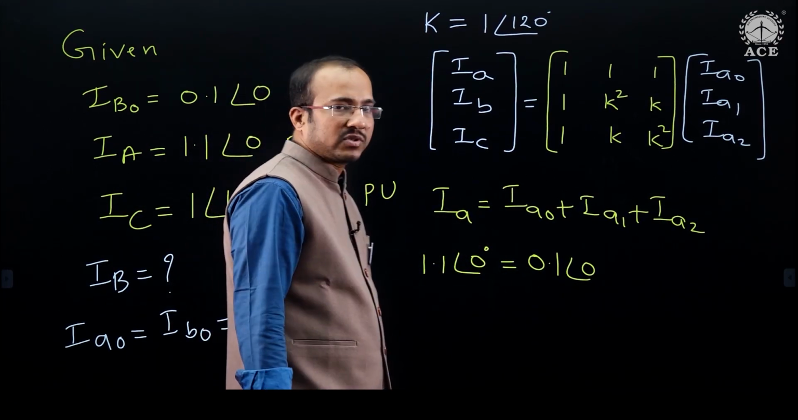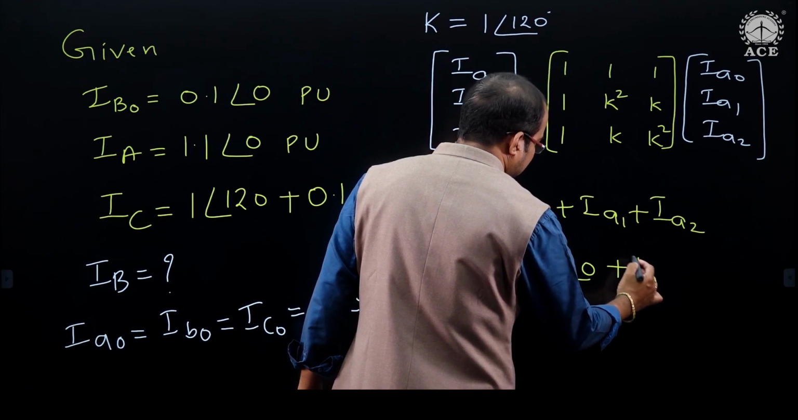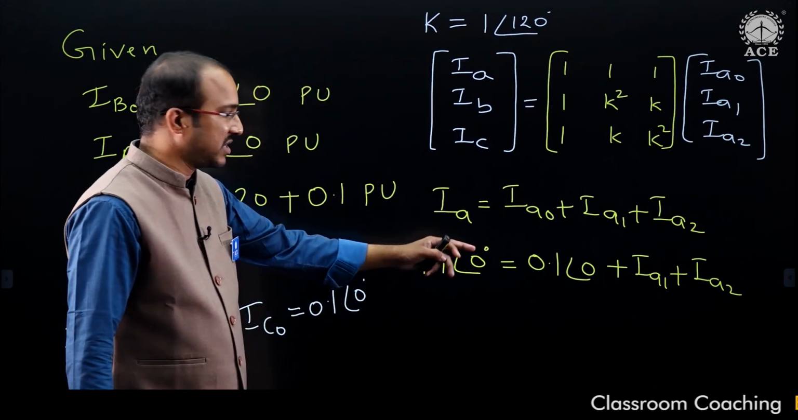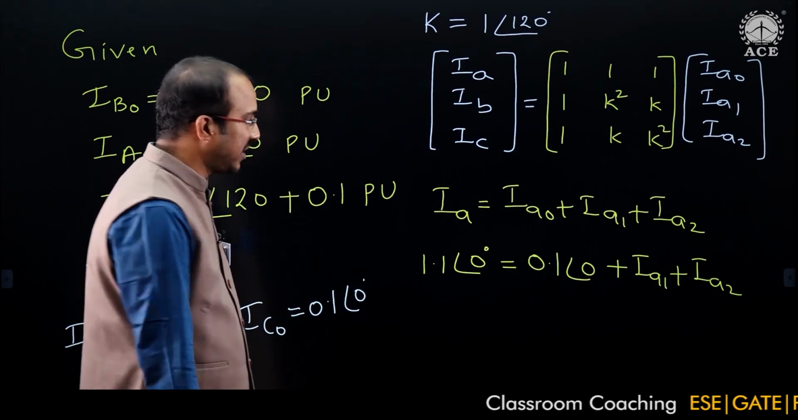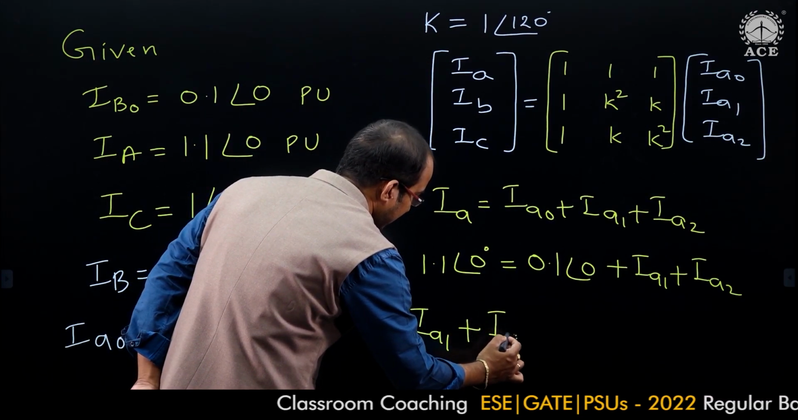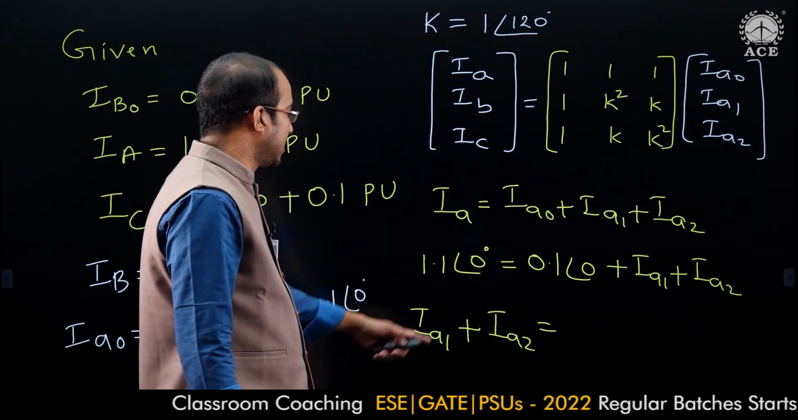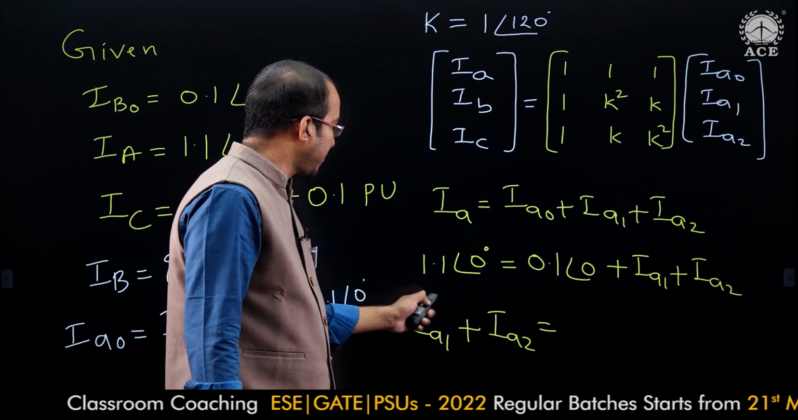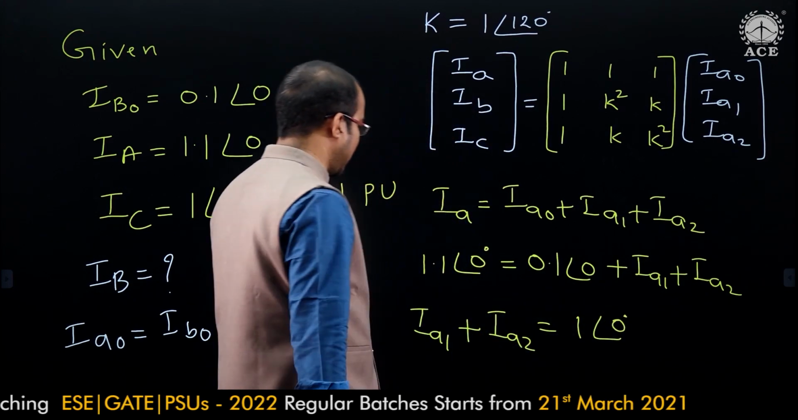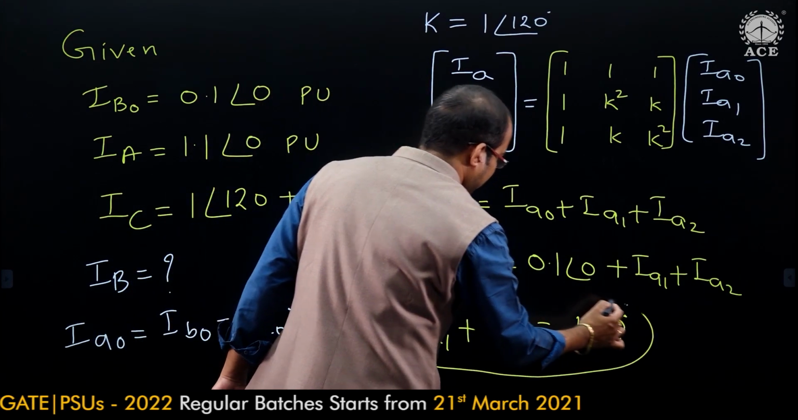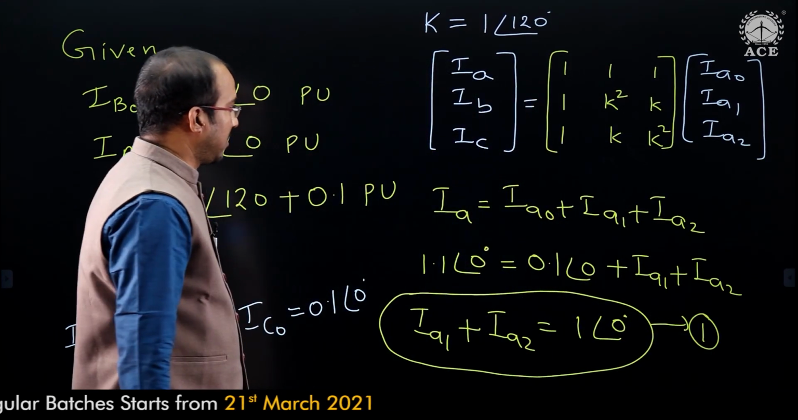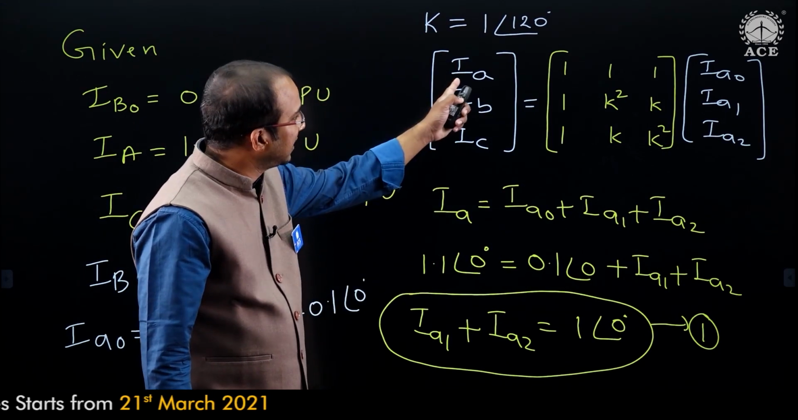But the IA1 and IA2 values are not given. Let us find that out. Plus IA1 plus IA2. So, from this equation, can we get the values of IA1 and IA2 or not? We can write IA1 plus IA2 as, taking this 0.1 to the other side, 1.1 minus 0.1. So, it will be 1 at an angle of 0 degrees. Now, let us mark this as equation number 1.